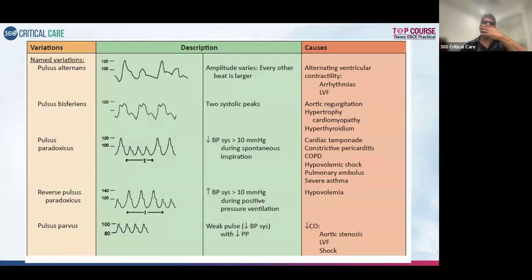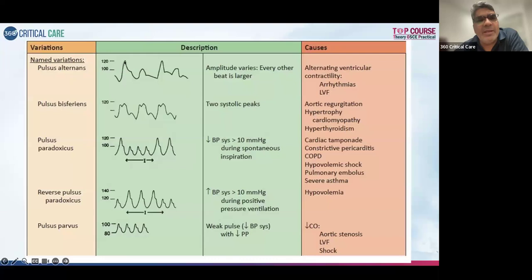Now there are a few other waveforms that you need to know about. Looking at the arterial waveform, you can anticipate what type of abnormality the patient is having. There are different types of pulses described in the literature. Not very important in terms of the ICU exam, but sometimes the examiner may be fond of asking what you mean by these terminologies. The first one is pulsus alternans.